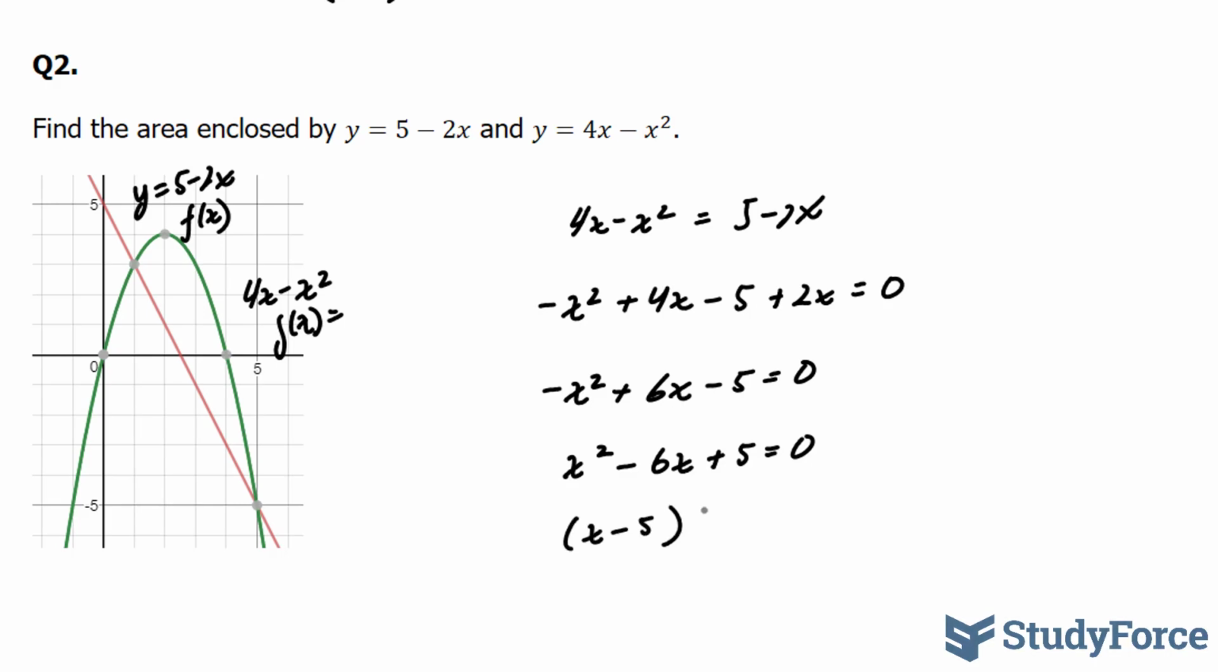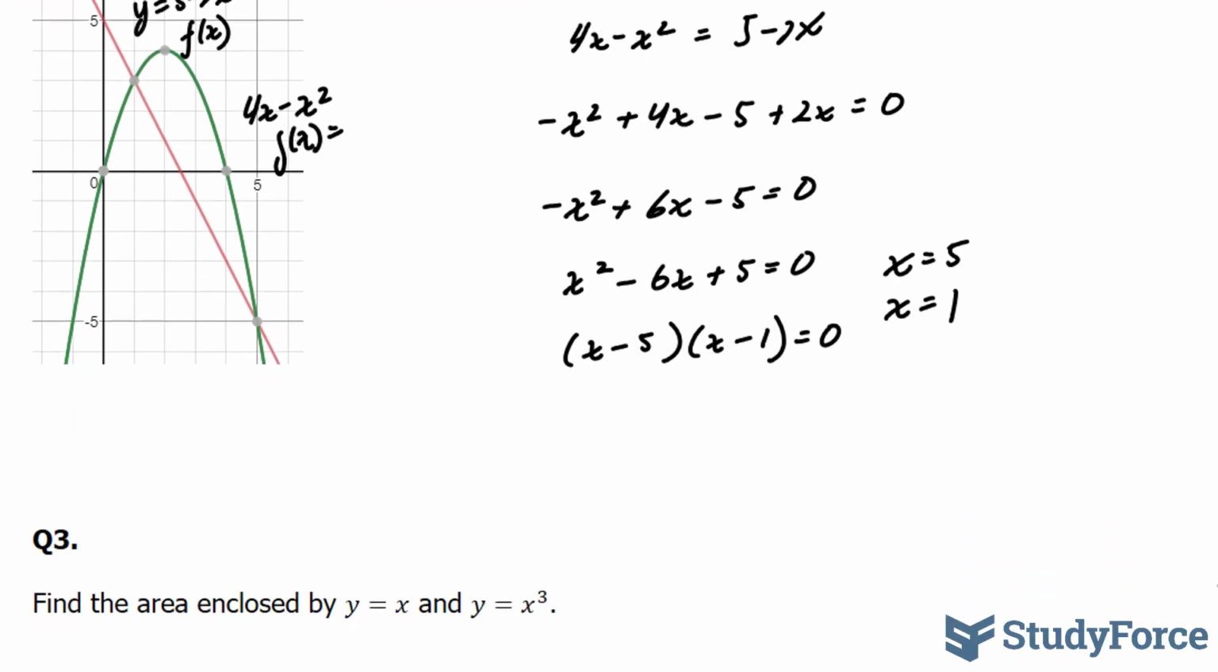x minus 5, x minus 1 is equal to 0. Therefore, x is equal to 5 and x is equal to 1. So that's the points in which they intersect. Those will effectively be your lower and upper limit. So let's go ahead and continue on with this question.